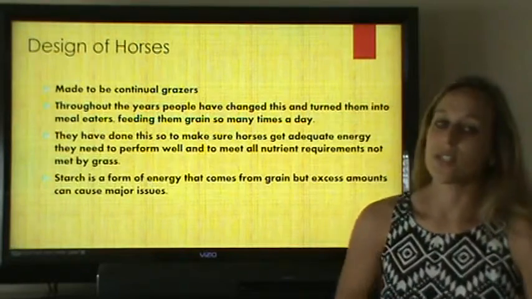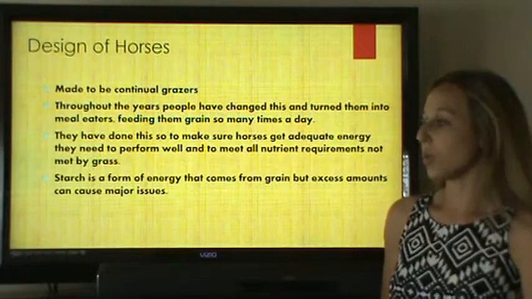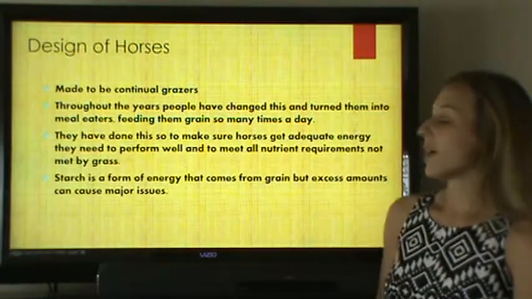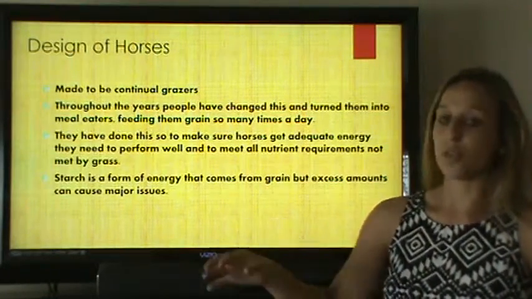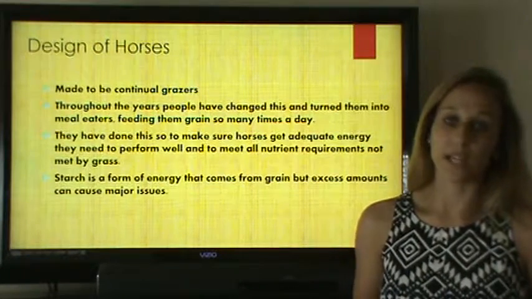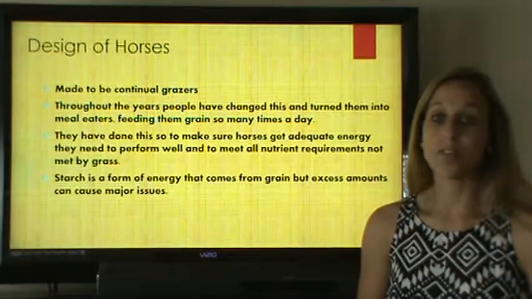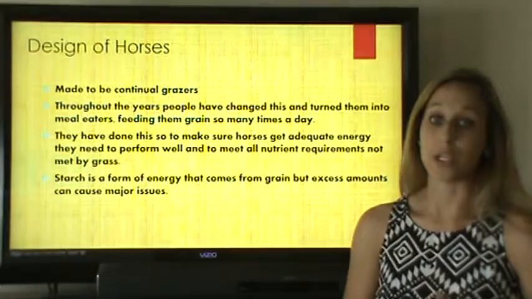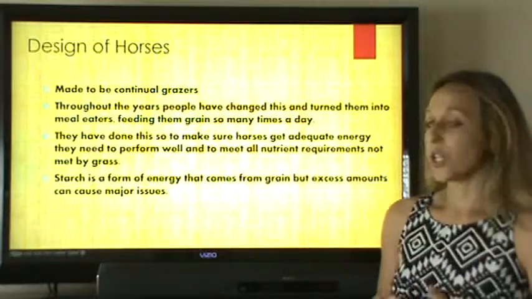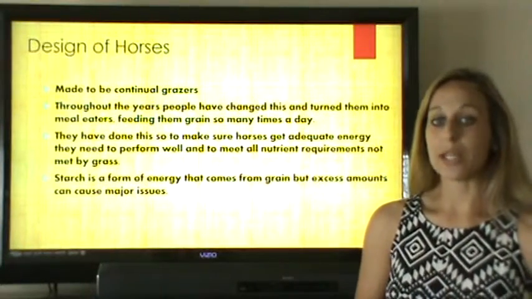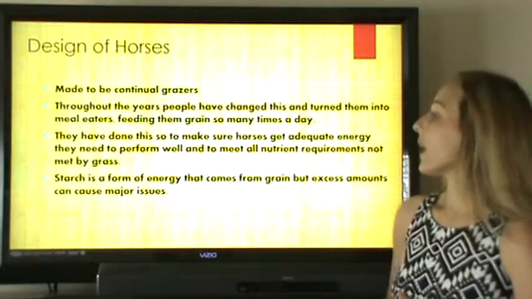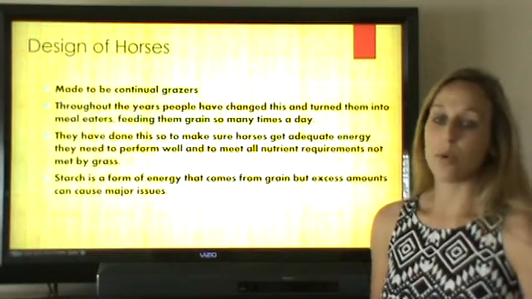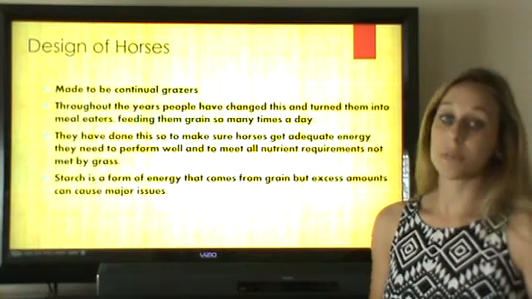The design of horses: horses were made to be continual grazers. They were made to be in pastures, moving and eating throughout the whole day. A study showed that horses spend 70% of their time grazing. Throughout the years, though, people have changed this and made them into meal eaters. They feed them once a day, maybe twice a day, or even sometimes 3 times a day.